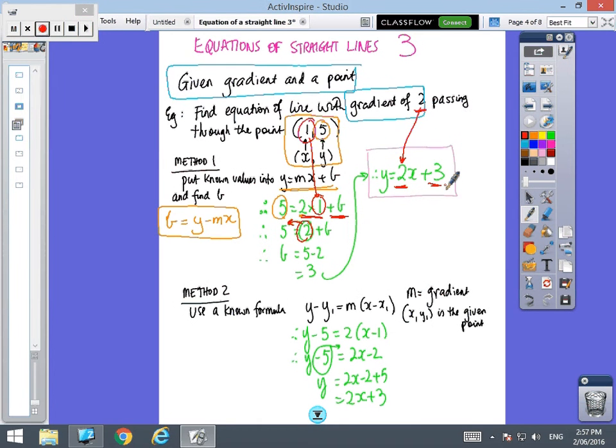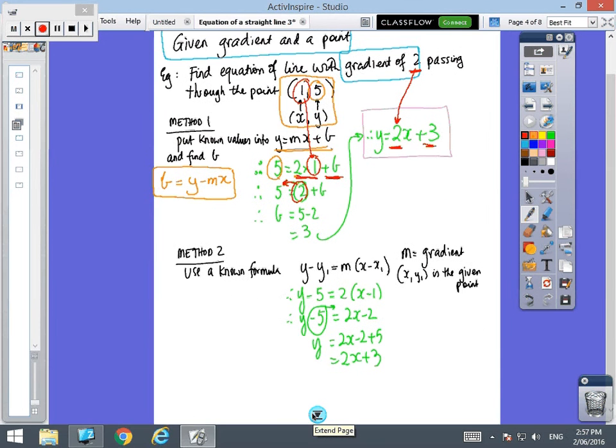Now, just because some girls like to learn in different ways, there is a formula that you could learn off by heart, and it is y minus y1 equals m bracket x minus x1. This y here and this x here is what you leave as part of the formula. In the previous question, x and y are part of the formula, so that first part is what you leave behind, and the x1, y1 is the point that you're given in the question.